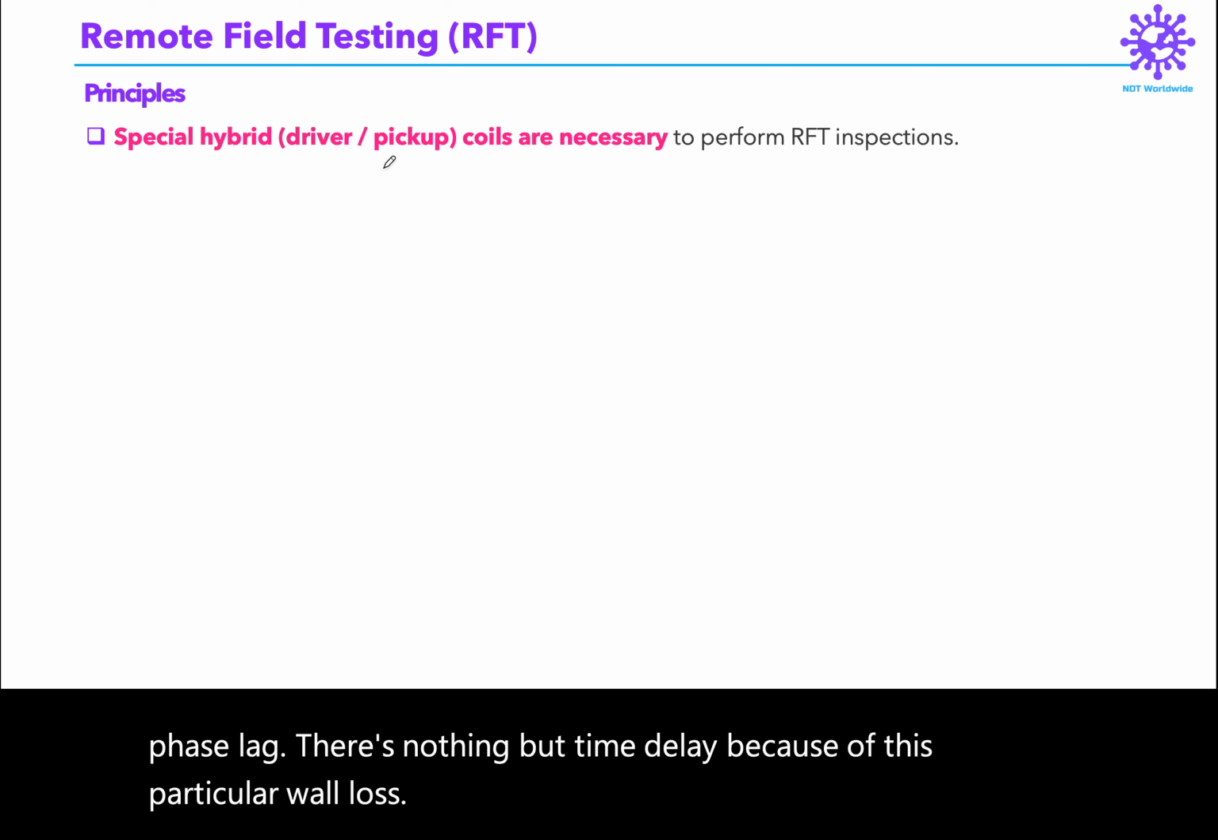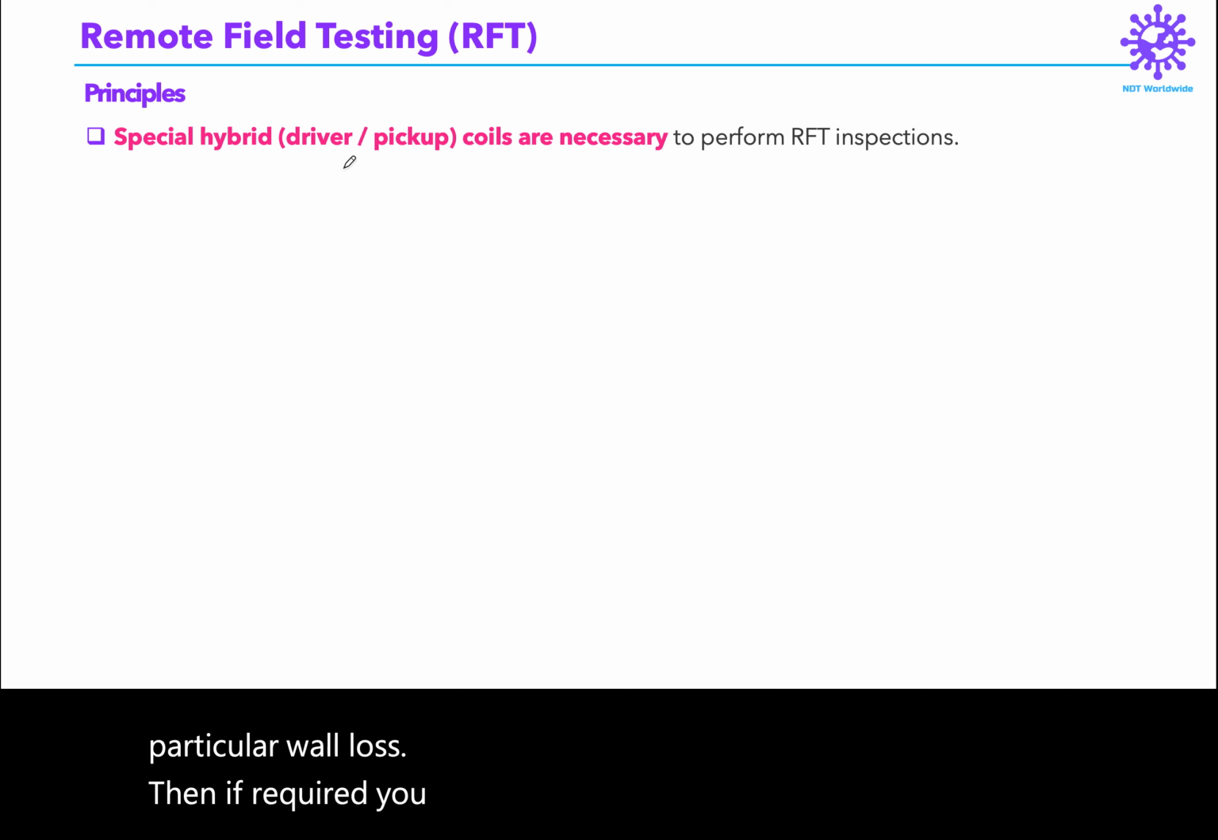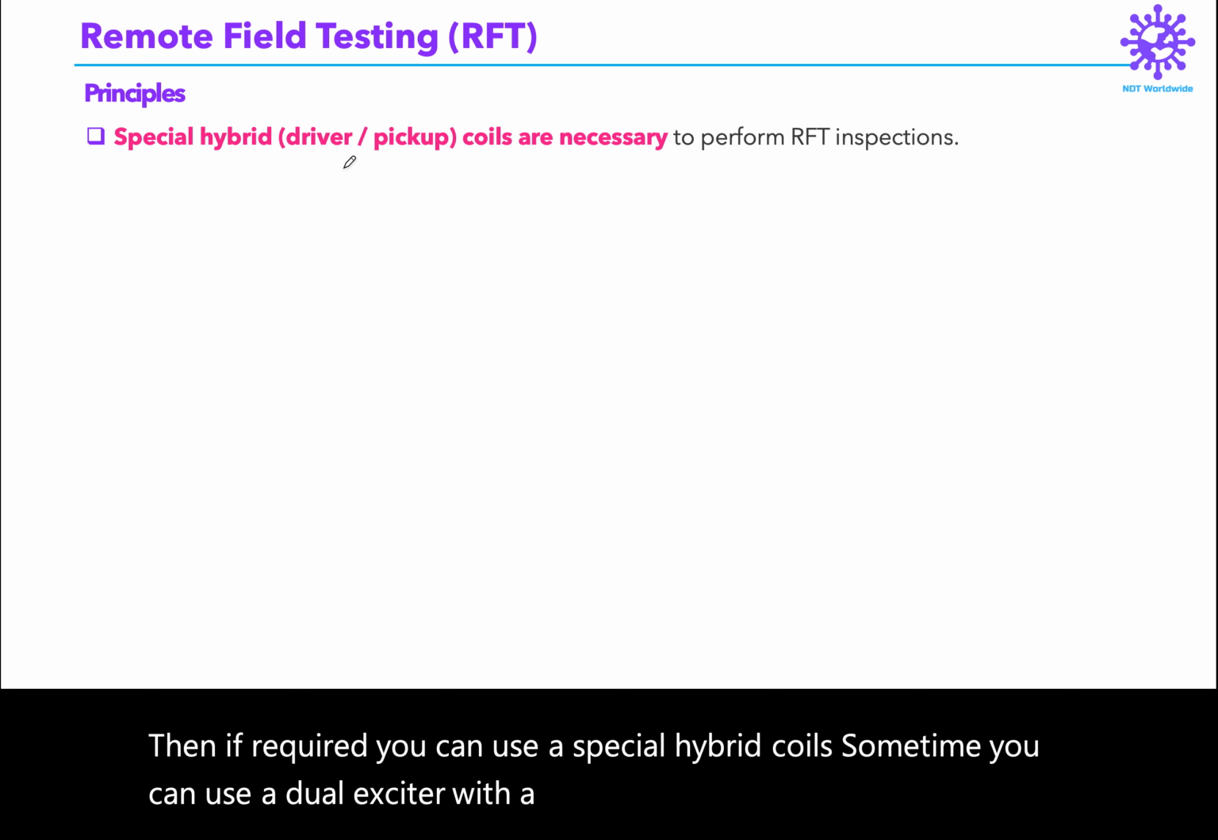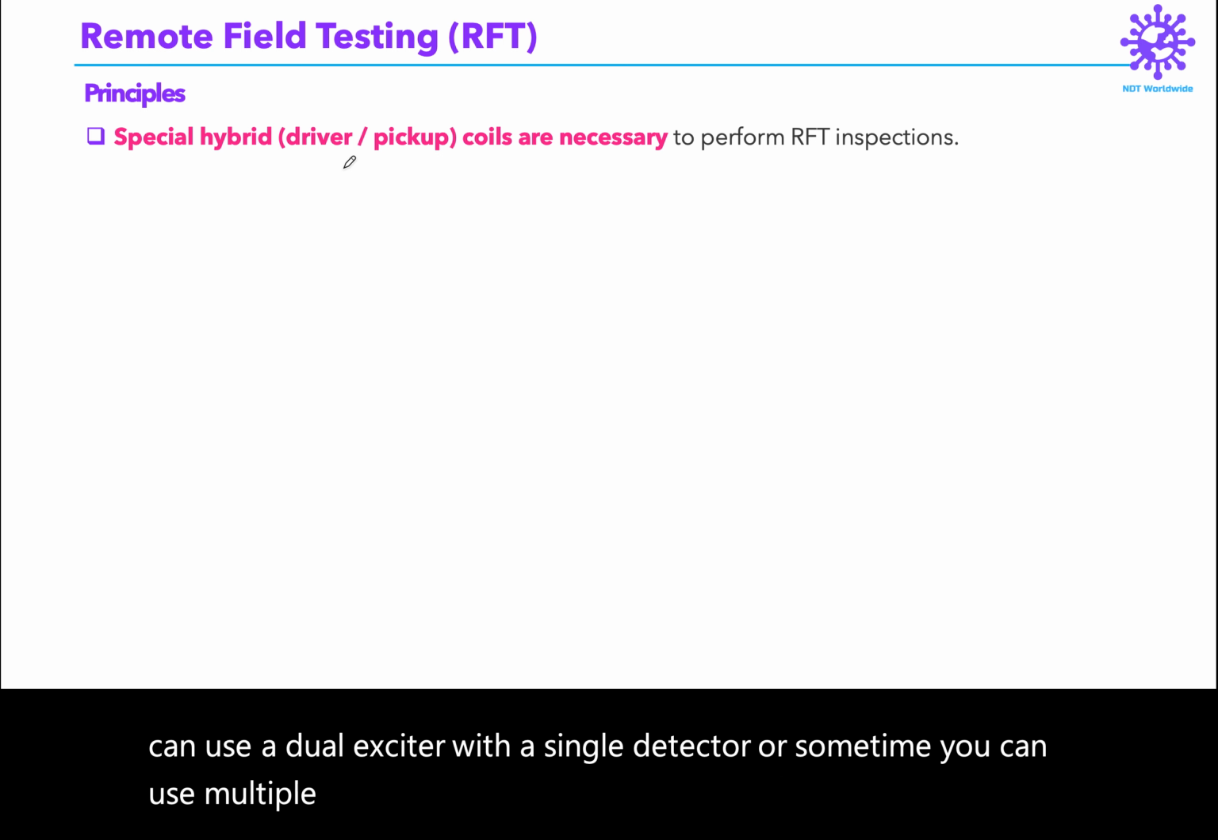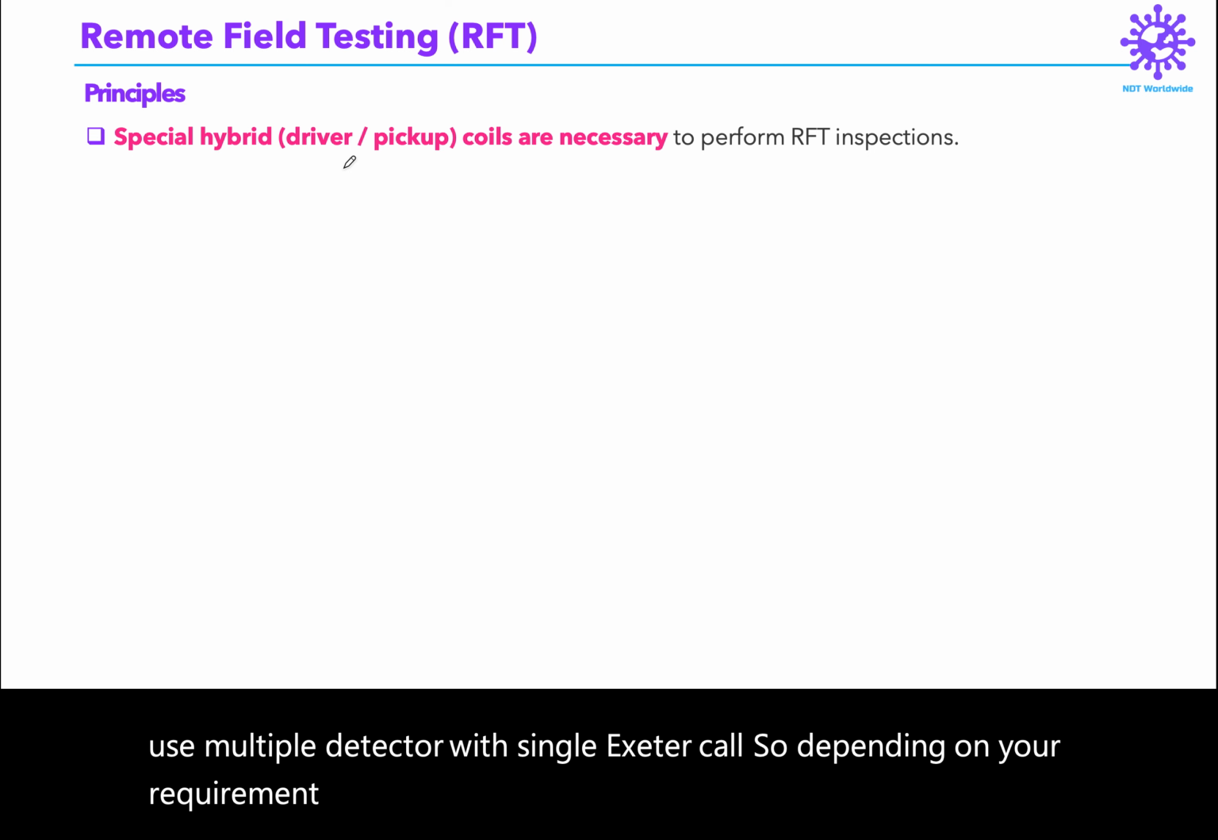Then if required, you can use special hybrid coils, like sometimes a dual exciter with a single detector, or sometimes multiple detectors with a single exciter coil. So depending on your requirement, you can use special hybrid probes.